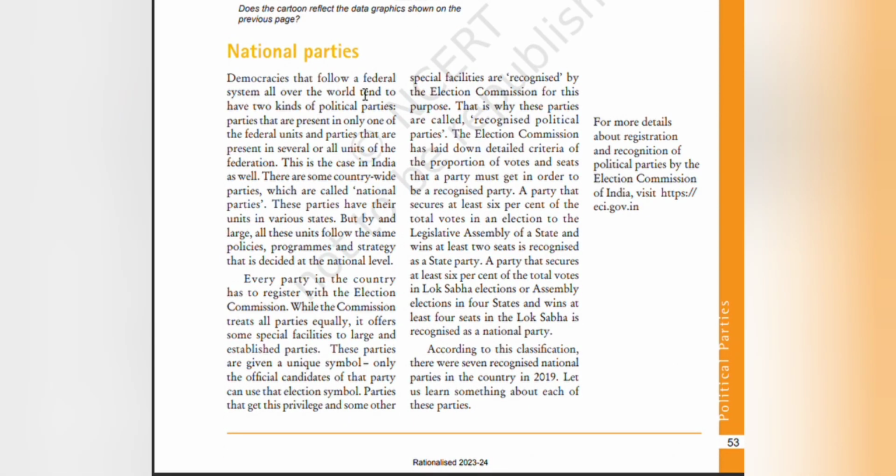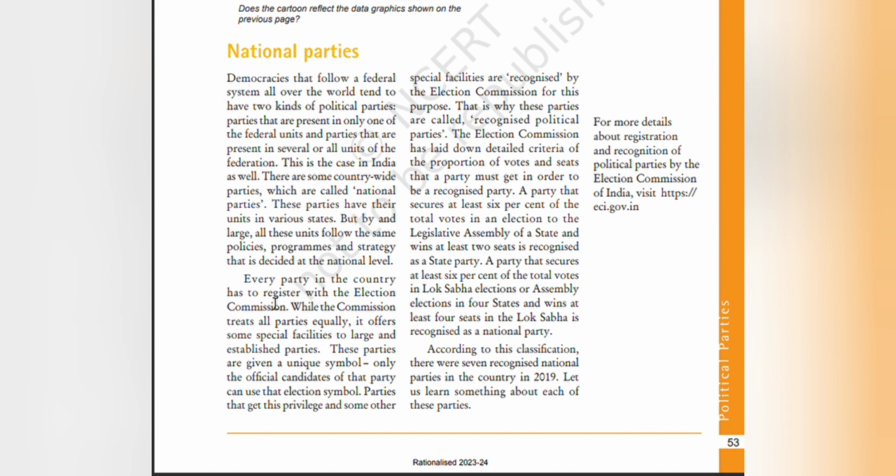National parties. Democracies that follow a federal system all over the world tend to have two kinds of political parties: parties that are present in only one of the federal units and parties that are present in several or all units of the federation. This is the case in India as well. There are some country-wide parties, which are called national parties. These parties have their units in various states. But by and large, all these units follow the same policies, programs, and strategy that is decided at the national level.